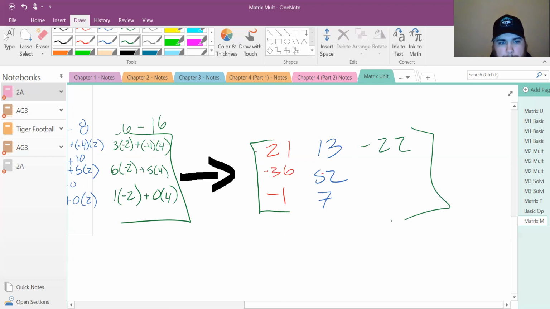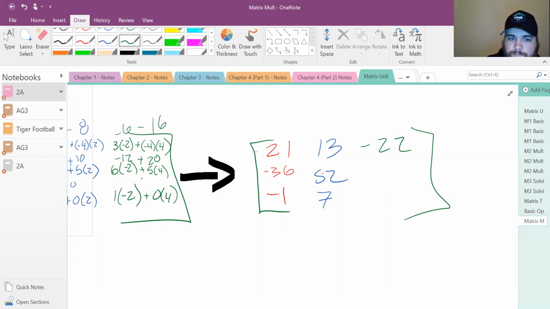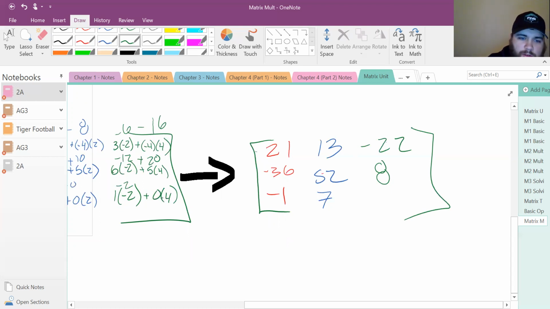Okay. Next we have 6 times negative 2 is negative 12. Plus 20. Okay, negative 12 plus 20 is going to be what? 8. So 20 minus 12 is 8. Okay, last but not least, finally almost done. 1 times negative 2, which is negative 2. And then we have 0 times 4 plus 0, negative 2.